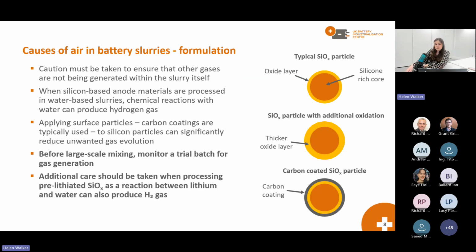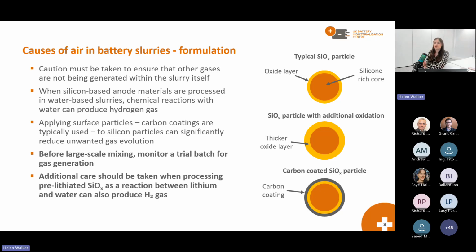Not only is the air that is entrained at mixing a cause for concern, there are other gases that can be generated in a battery slurry. If you have silicon-based anode materials, there is a chance that when you're combining that material with water, you can generate hydrogen gas.